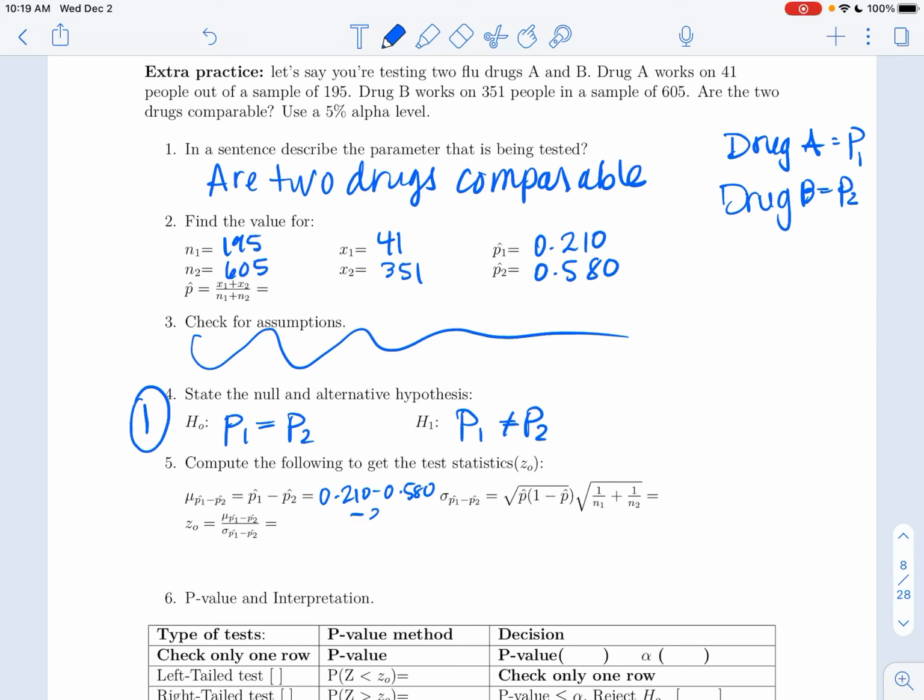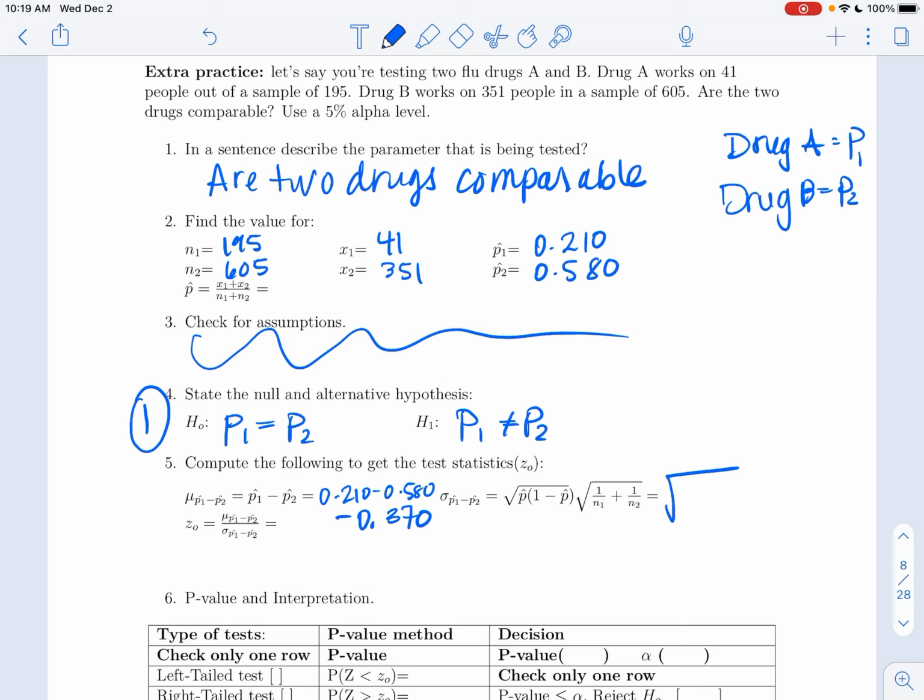And this is negative point. Sorry, let me fix that. I didn't put that 0 on the front. Negative 0.370. And then here, this is what I'm going to plug in the calculator. Oh, we didn't do p hat. Oh, here, let me run the program.